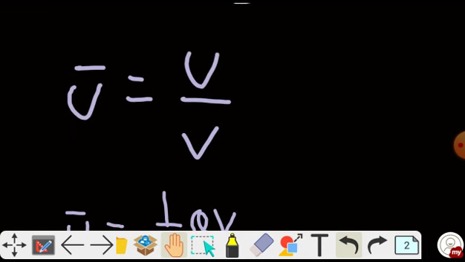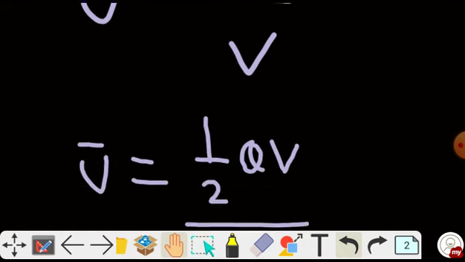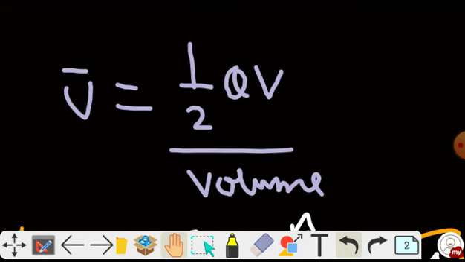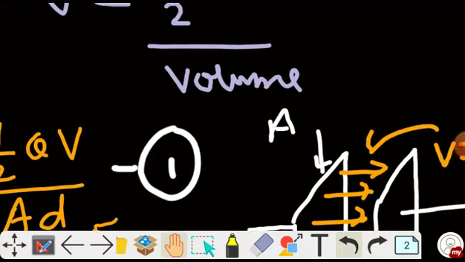Let's start from the basic formula of the energy density. We know that the basic formula of energy density is U bar equals U by V. Now we have three formulas for U: half CV square, half QV, half Q square by C. We can use any one of them. It's your choice which path you want to take, which formula you are more comfortable with. So let's take U equals half QV, and V in the denominator is the volume.